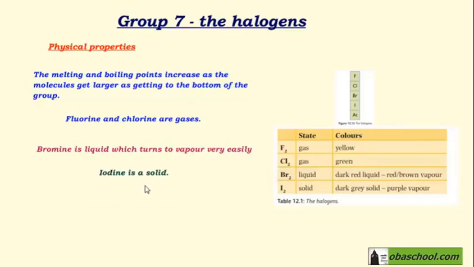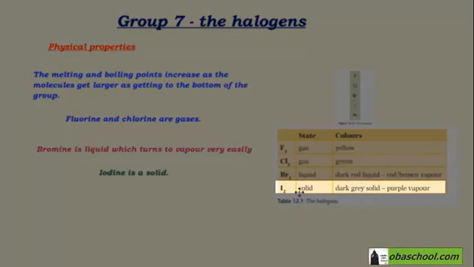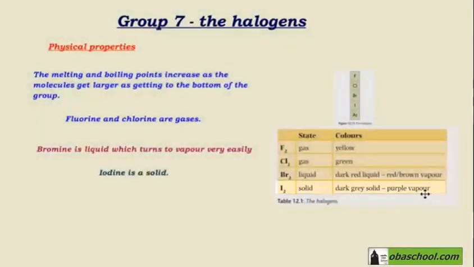Iodine is a solid. So if you look at the table, iodine, which exists as I2, is a solid, and it has a dark gray color. But when it becomes vapor, its color is purple, so it's a purple vapor. So you see the difference between the colors and the states of halogens.